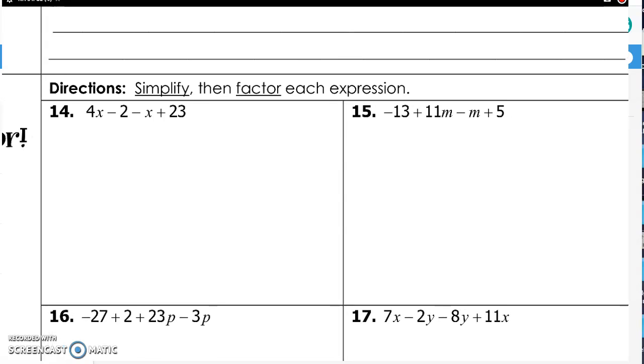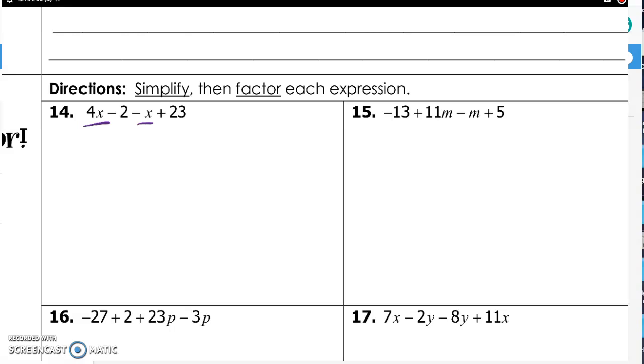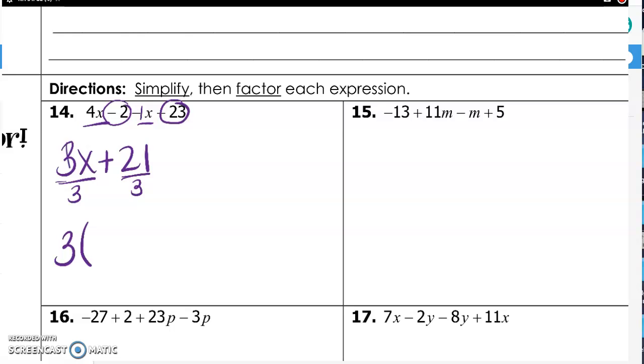So if we look at 14, first we need to put our x's together. 4 minus 1 gives us 3x. Negative 2 plus 23 gives us plus 21. So normally that's where we would stop. But now we need to factor. So does 3 go into 21? Yes, it does. So 3 parentheses, divide by 3, divide by 3. Those cancel out. x plus 7 is what goes on the inside. So first step is going to be to simplify by combining your like terms. Then you need to factor.